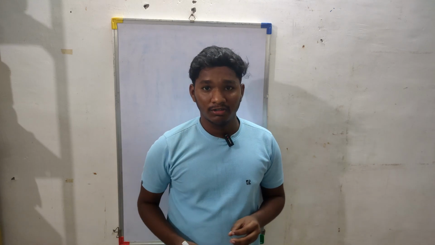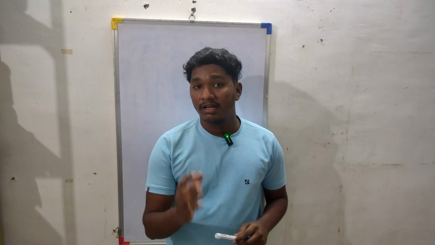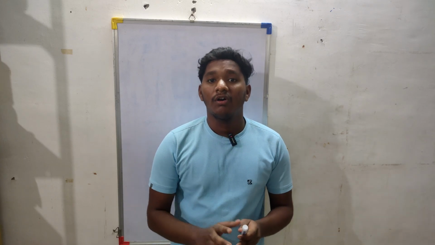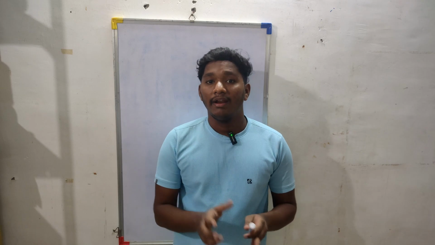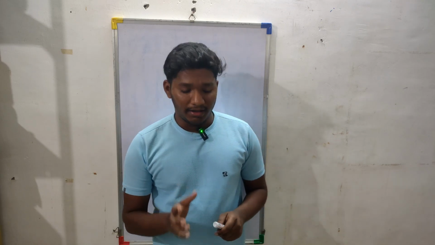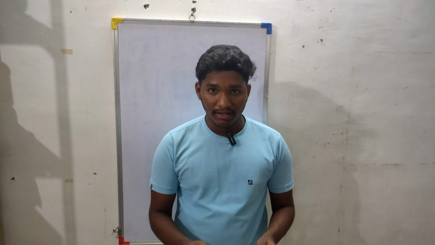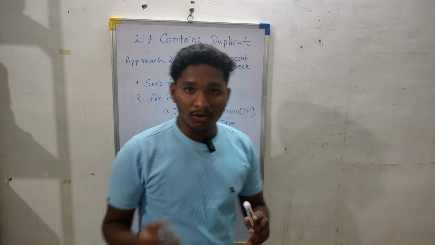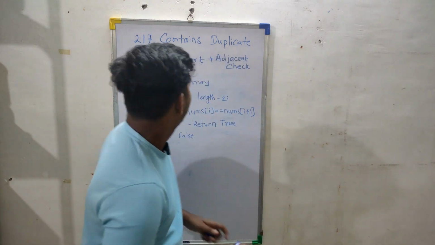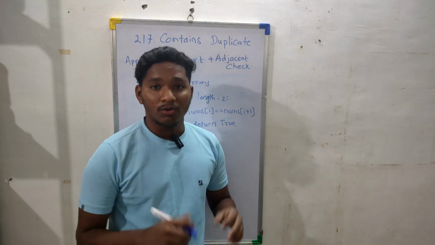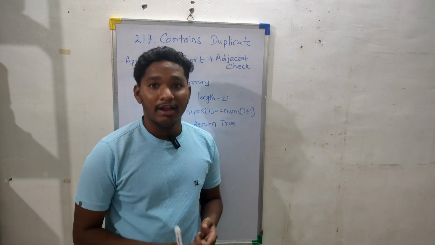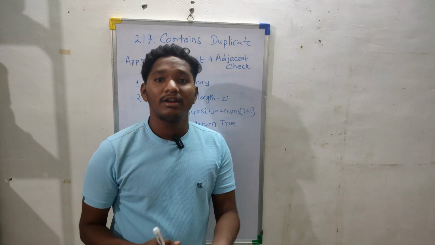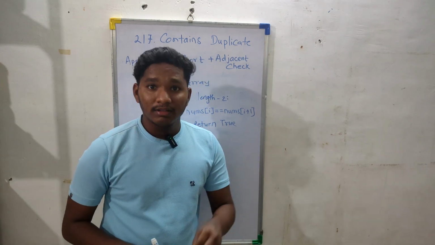So we saw the brute force approach, but it has a time complexity of order of n square, and because of this it is only useful for small length arrays. If the array length is big then it exceeds the time limit, so this approach is not practical. That's why we use our next approach, the sorting plus adjacent check algorithm. In this approach we first sort the array and then check whether adjacent elements are duplicates. If duplicate, we return true, or if not, we return false.